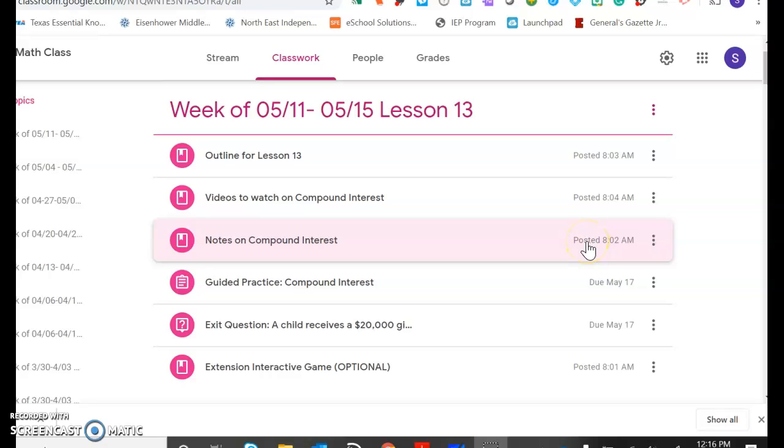So we have only this week and 2 more weeks afterwards until y'all are off to summer and high school. So we're seeing the light at the end of the tunnel, okay? This week is over compound interest.